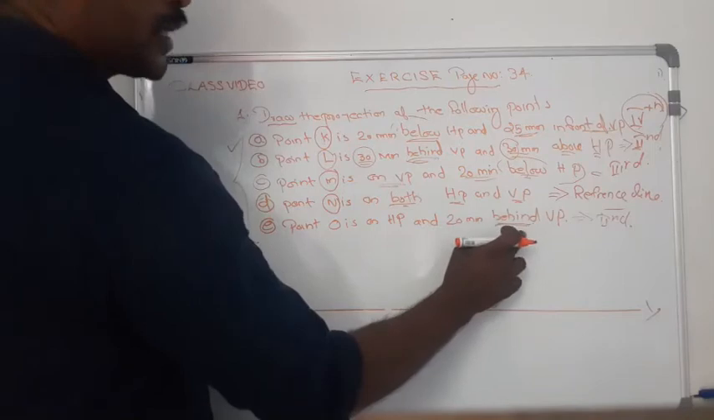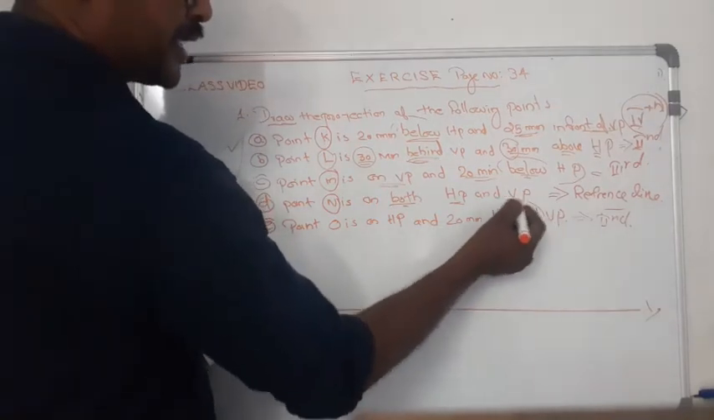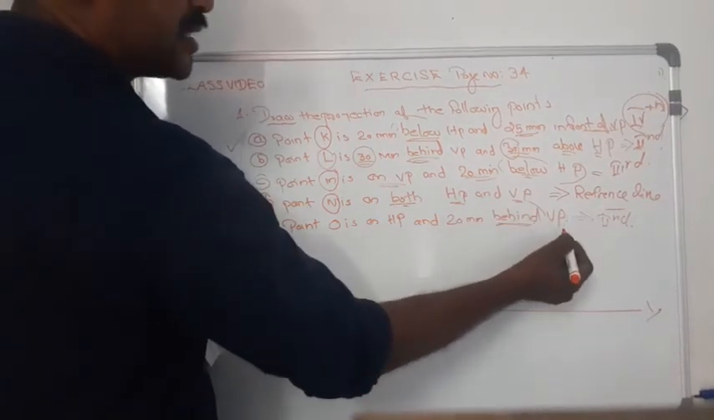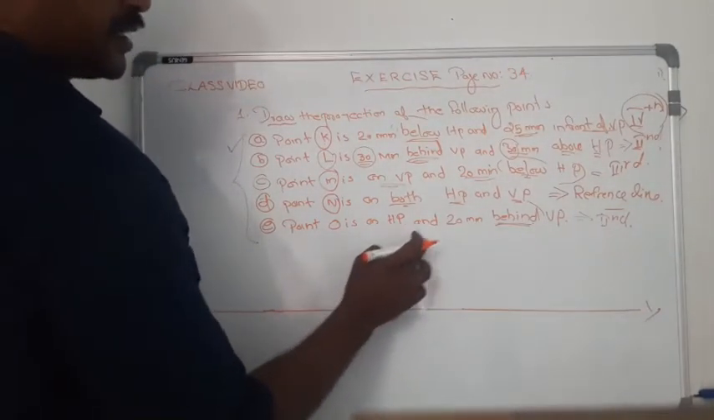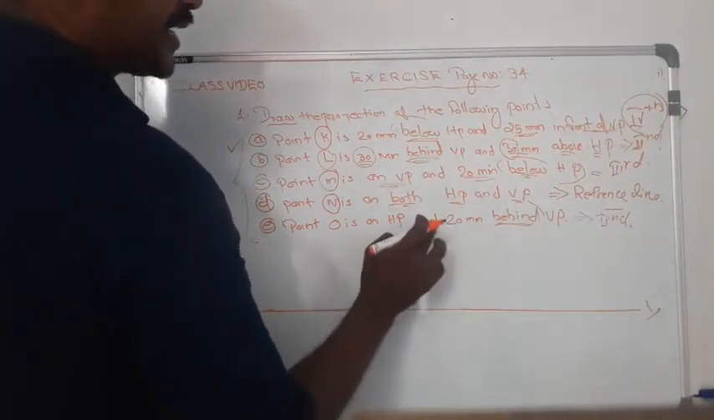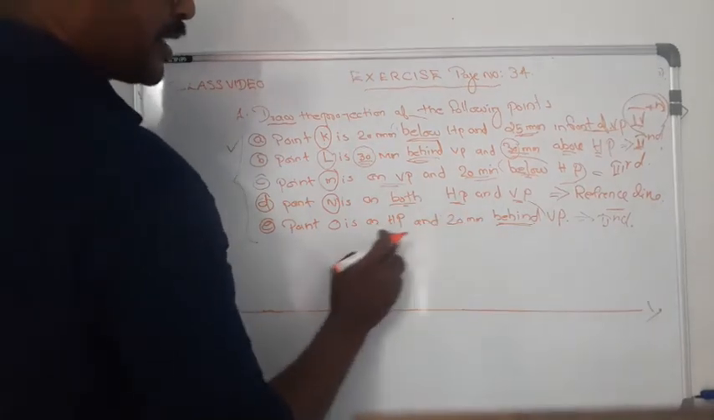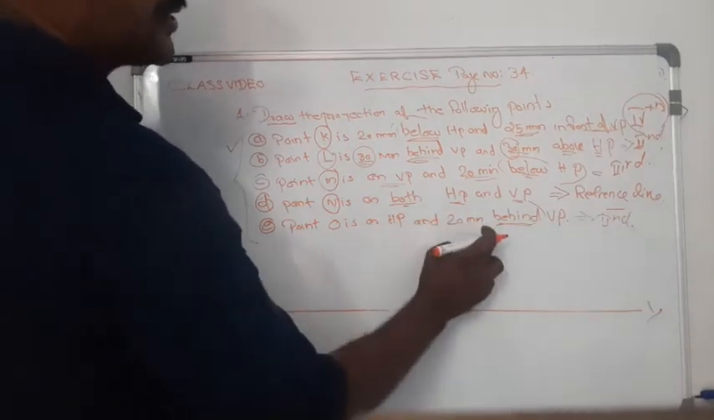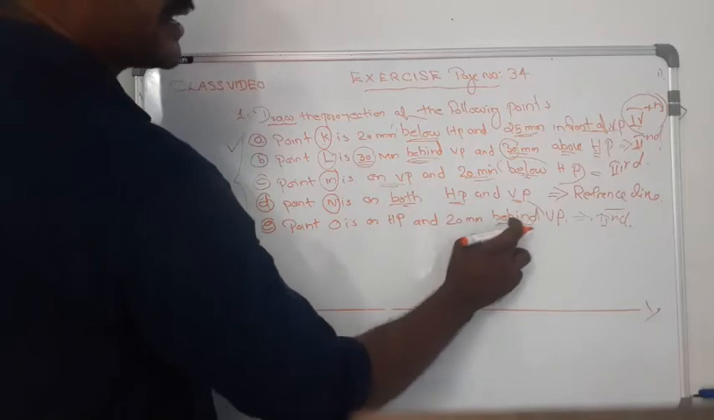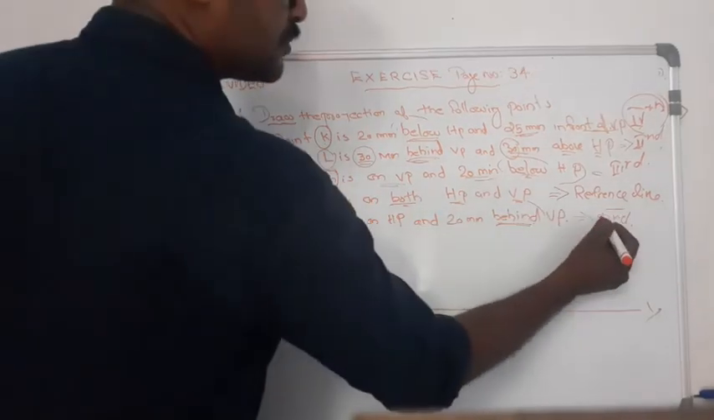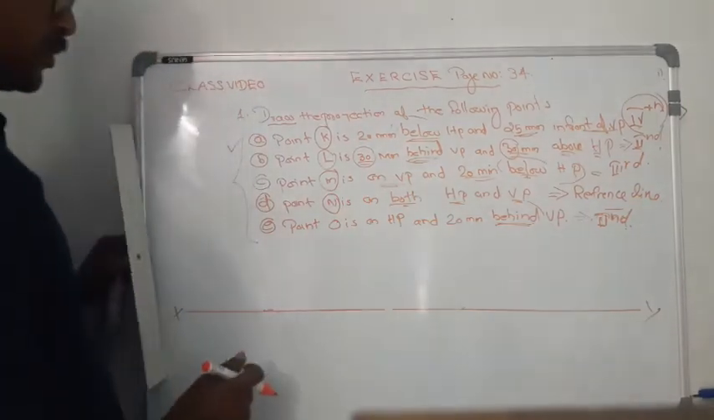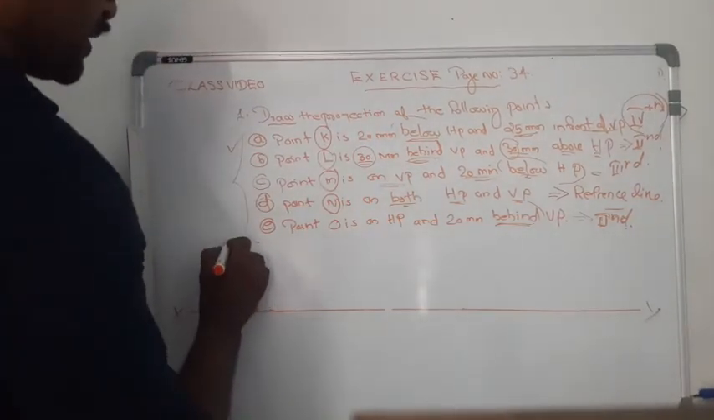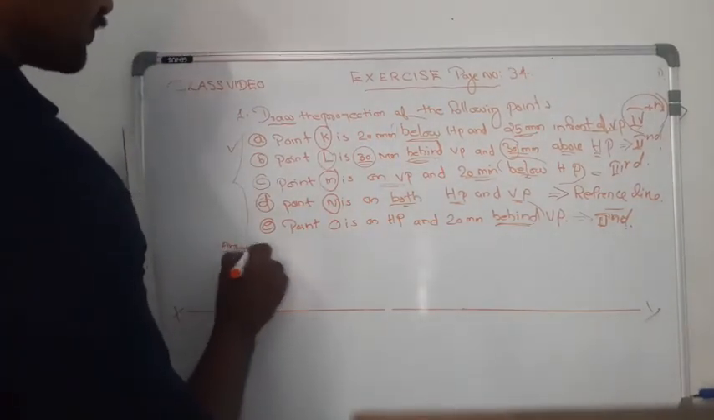There are two conditions in the case of behind VP: either it is the second quadrant or the third quadrant. Here I am taking the second quadrant. On HP and behind VP, so I choose the second quadrant. Now we have to answer the question.